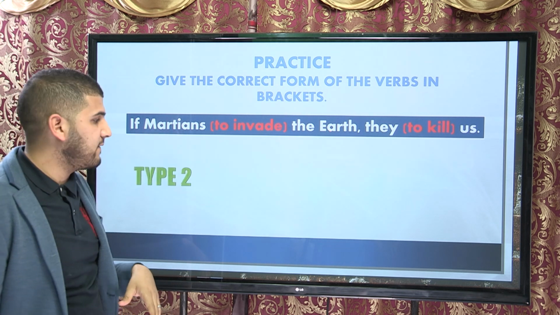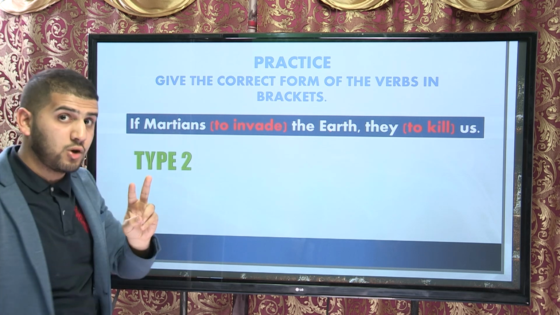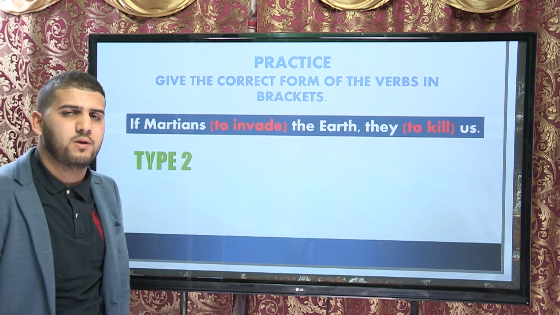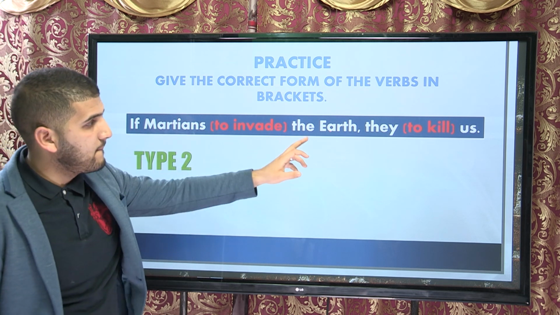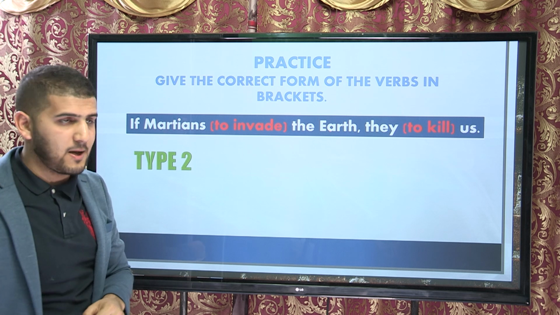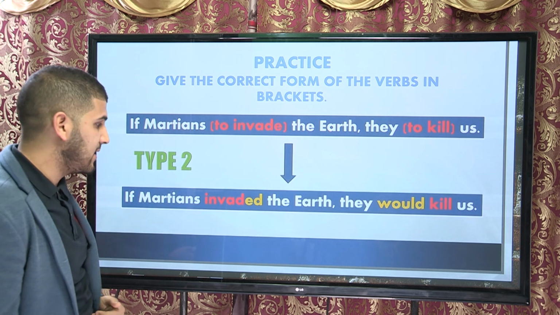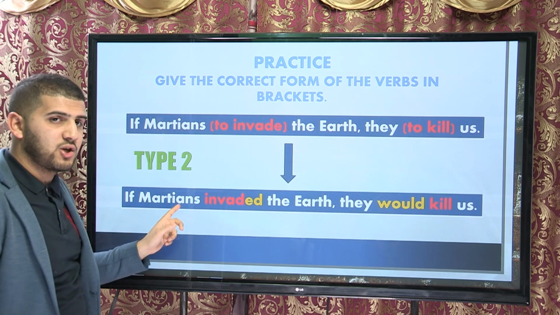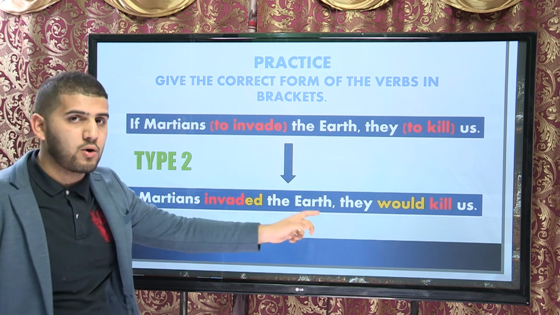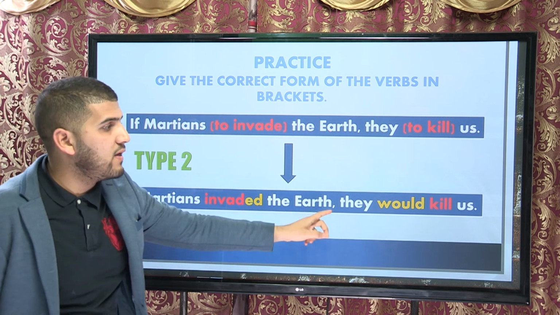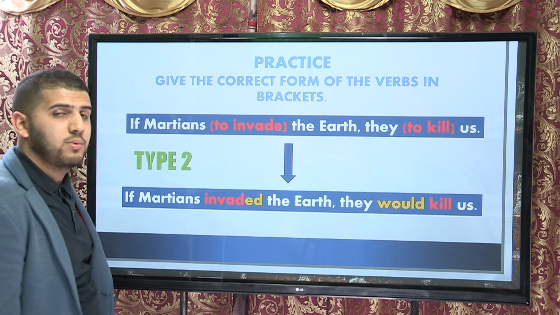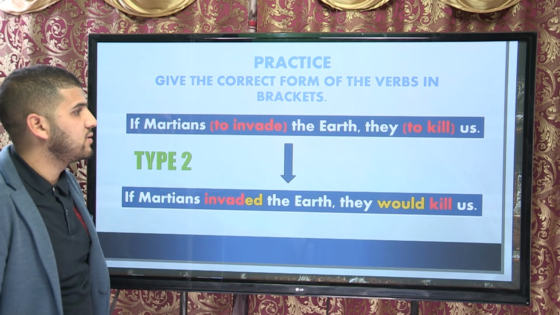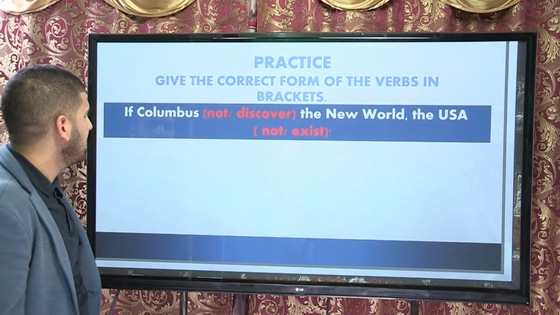Therefore, we use if conditional type 2. What is the rule of if conditional type 2? It's past simple plus would plus stem. Therefore, we can say, if Martians invaded the Earth, past simple, they would kill us. So this is an if conditional type 2. Let's move on to the next example.